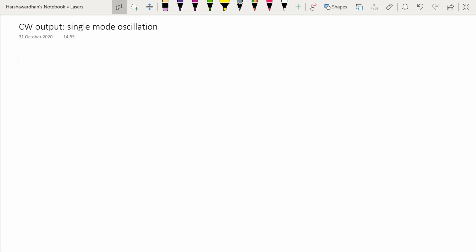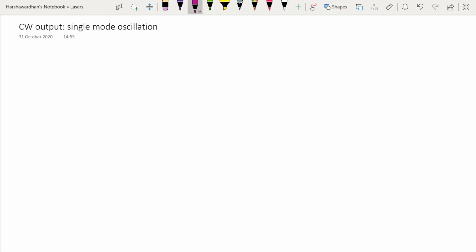Hello. In this lecture, we are going to put together a lot of ideas that we have learned till now and understand about a CW output laser. The main purpose of putting it all together is to figure out, do we get a single mode oscillation from a laser, or we need to do something extra to make sure that we obtain the single mode oscillation.